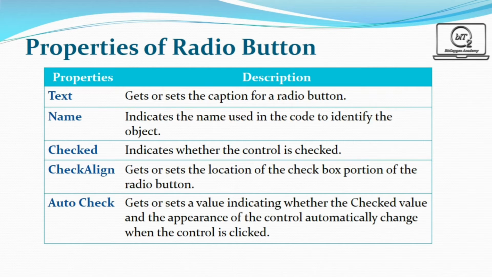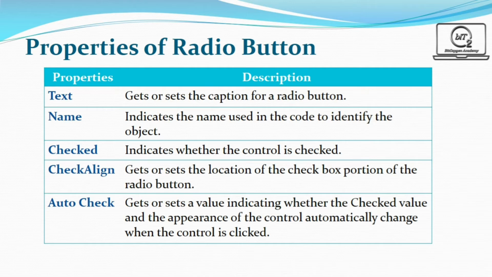Checked property indicates whether the control is checked. When the Checked property is set to true, the click event handler is called. The CheckedChanged event is raised when the value of the Checked property changes. CheckAlign gets or sets the location of the check box portion of the radio button.